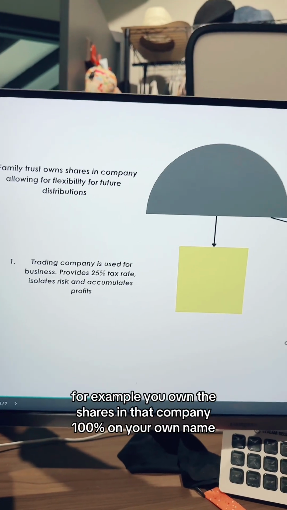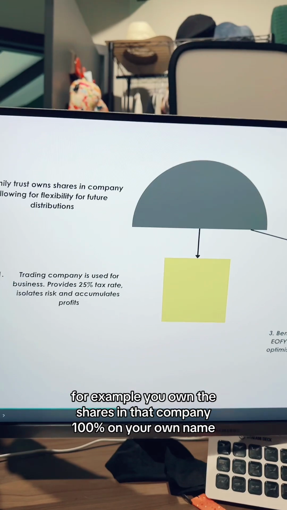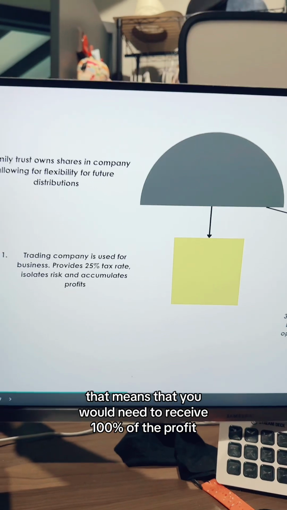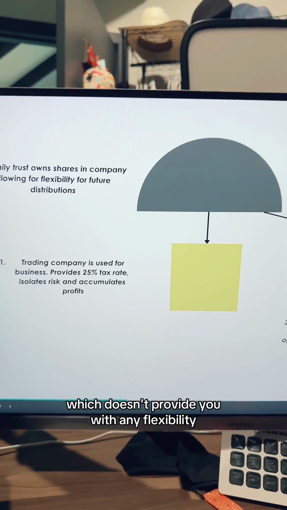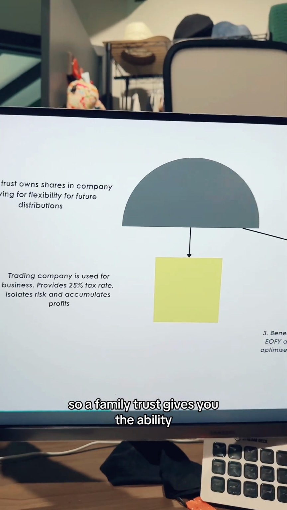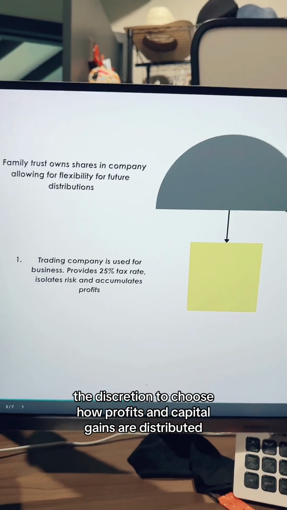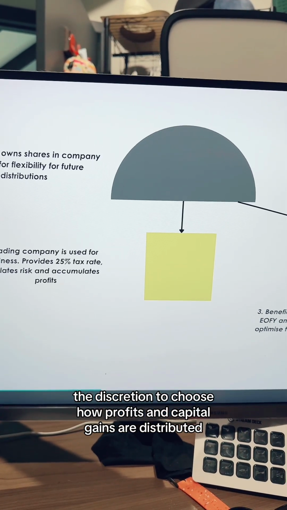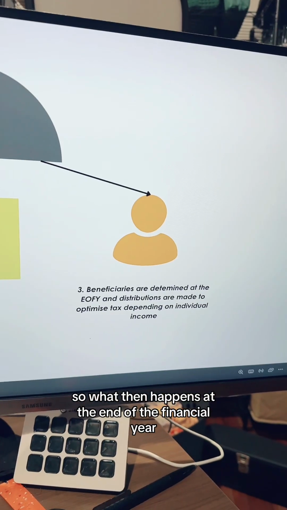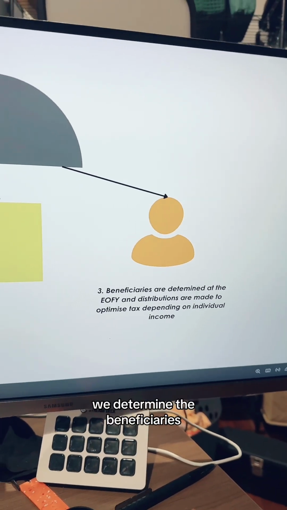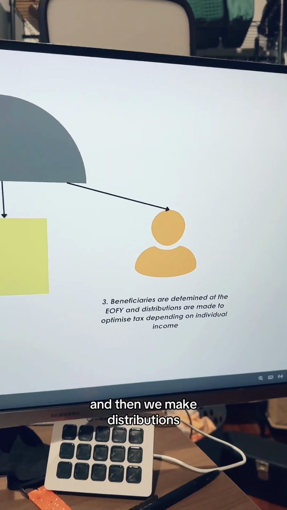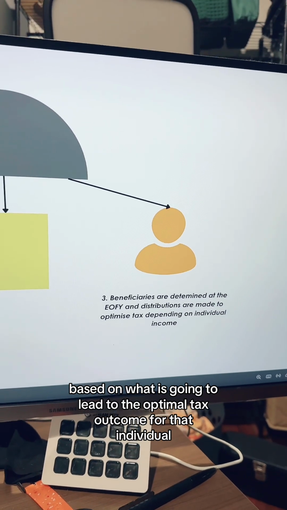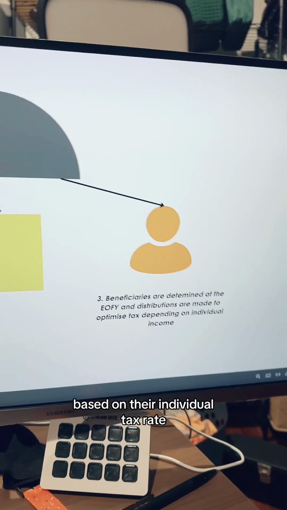Compared to, let's say, for example, you own the shares in that company 100% in your own name, that means that you would need to receive 100% of the profits, which doesn't provide you with any flexibility. So a family trust gives you the ability, the discretion, to choose how profits and capital gains are distributed each and every single year. So what then happens at the end of the financial year, we determine the beneficiaries and then we make distributions based on what is going to lead to the optimal tax outcome for that individual based on their individual tax rate.